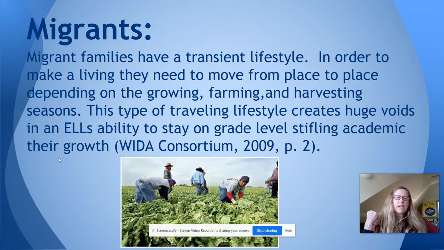Then you have migrants. Migrant families have transient lifestyles. In order to make a living, they move from place to place to place, depending on growing and farming. Here in Maine, it would be blueberries. It's a big migrant population here. But because they travel so much, it leaves huge voids in an ELL's ability to stay on grade level, and academics can suffer.